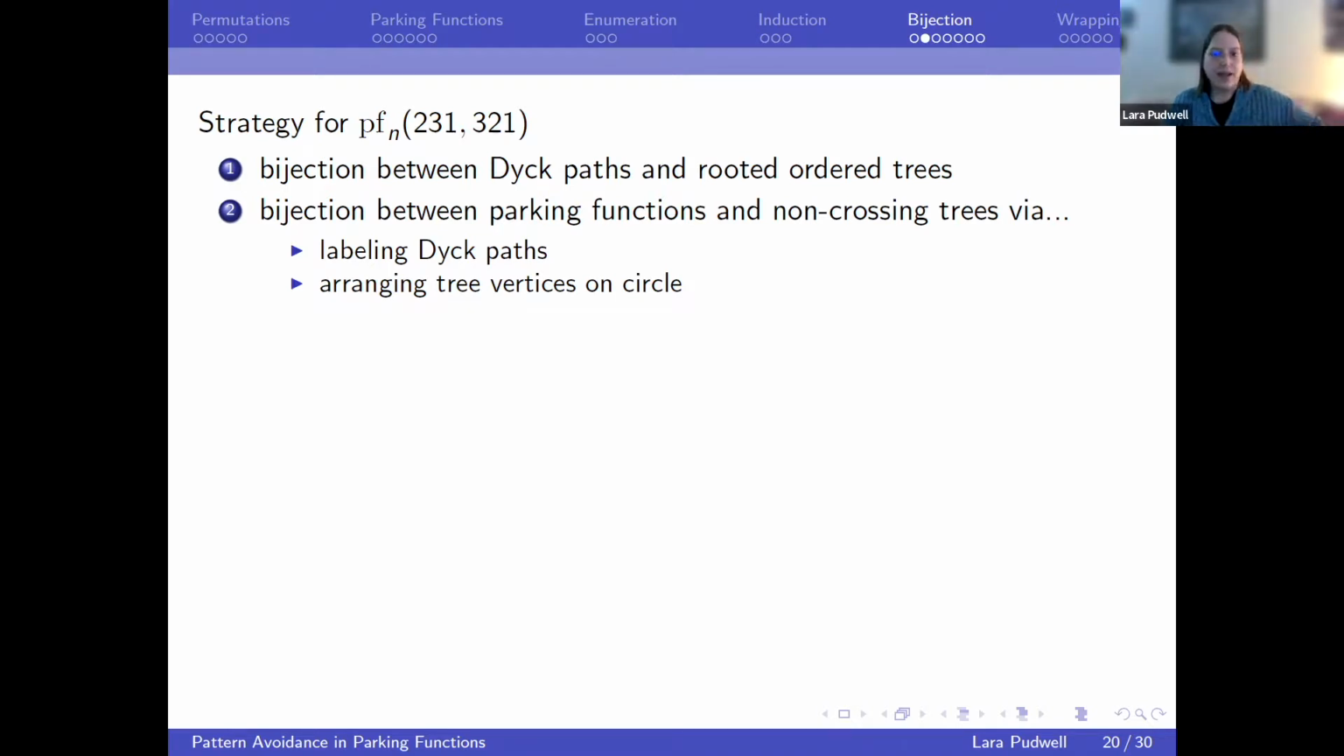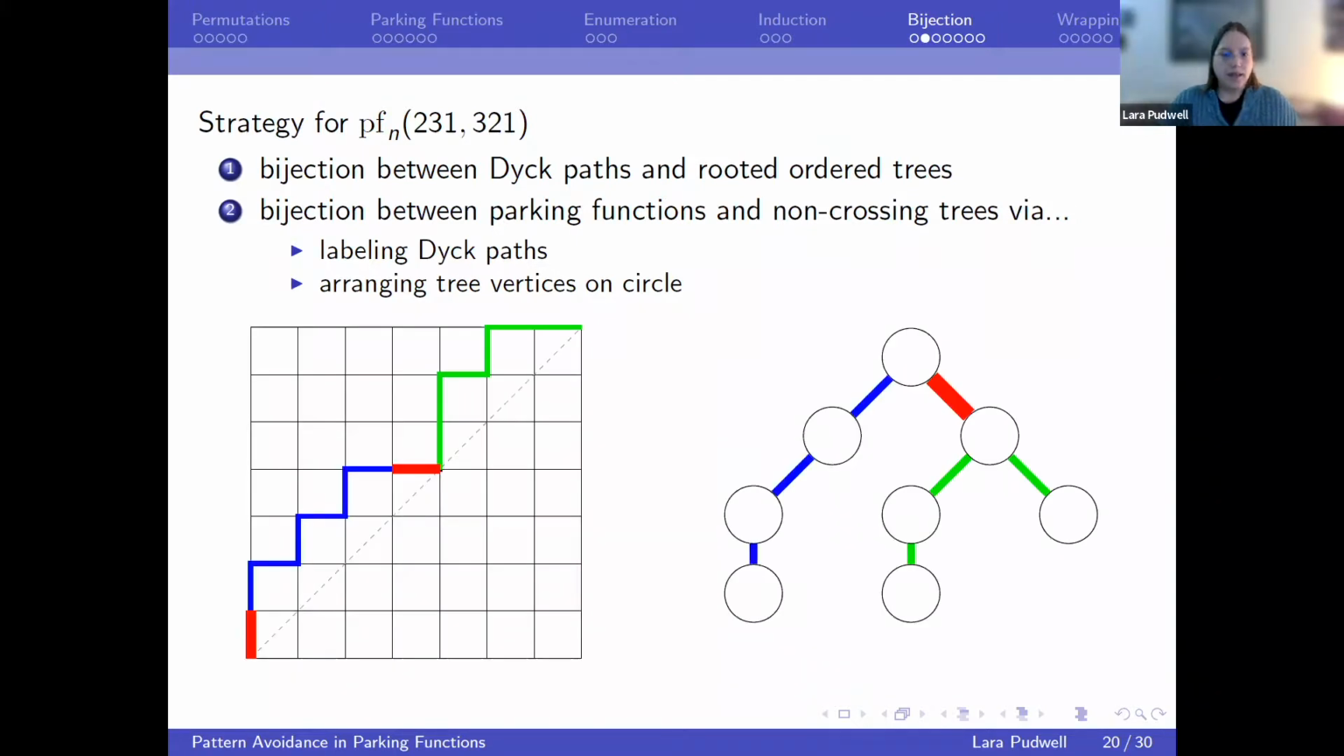And then I'll show you how labeling a Dyck path corresponds to a way of taking the corresponding rooted ordered tree and folding it up around a circle. So if you understand the first bijection, then all the ways to label an object that you're about to run through the first bijection correspond to all the ways to fold up the other object from the first bijection. So here's a Dyck path and a rooted ordered tree.